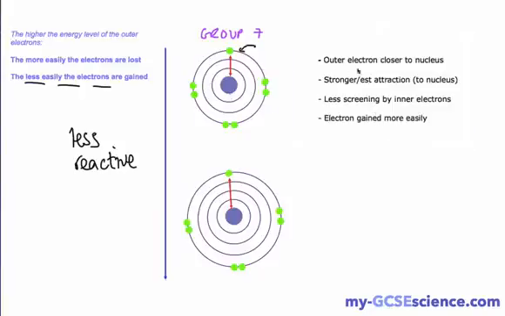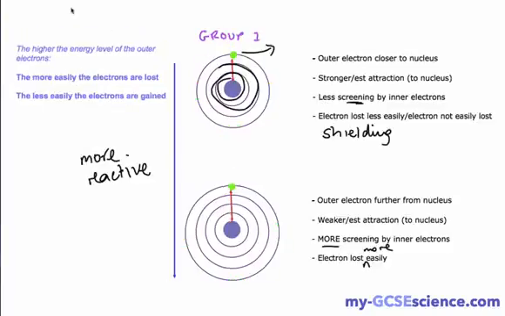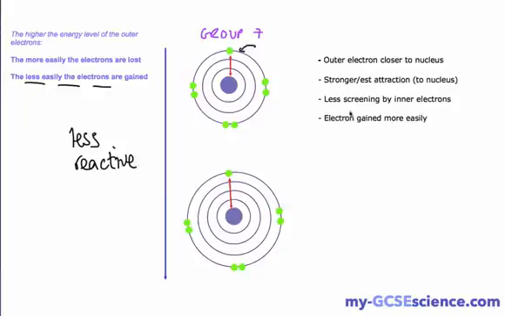The outer electron is closer to the nucleus for this element that's higher up. That means there's a stronger attraction to the nucleus. Again, it's very similar to what we did before. The first three lines are very similar. So there's less screening by electrons. Electrons are gained more easily. Because the electrons are gained more easily, it's going to be more reactive.